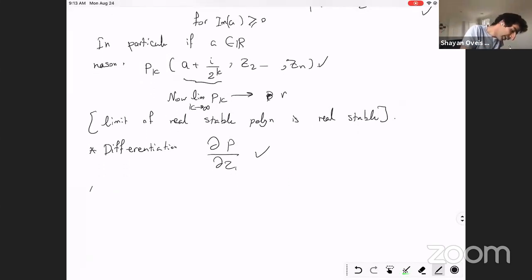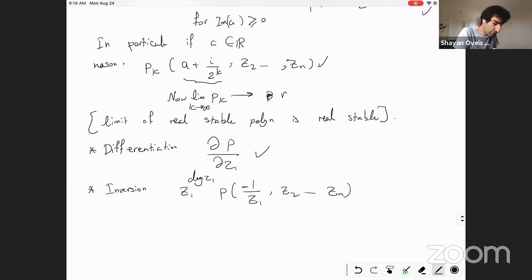And the second one is called inversion, which is the following. Instead of z1, you put -1 over z1, and you use the same thing for the rest of the variables. Then you multiply it by z1 to the degree of z1. So you just do this to make this actually a polynomial, and they're closed under this inversion as well.